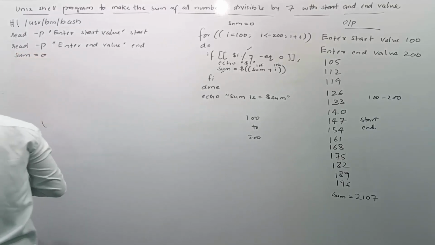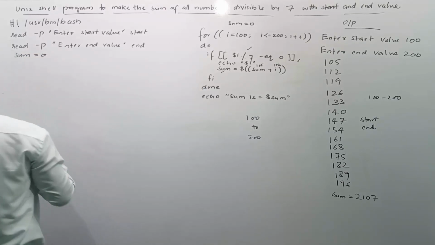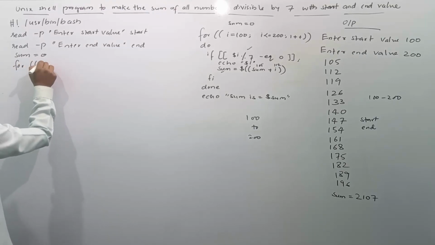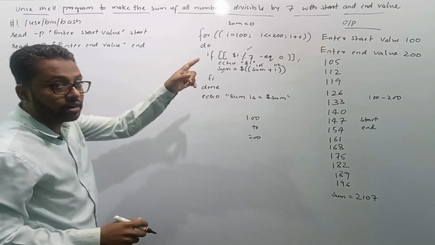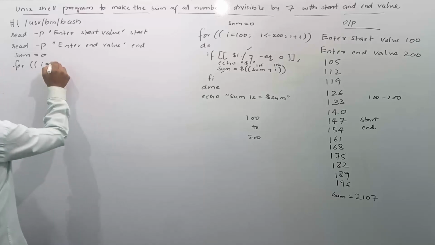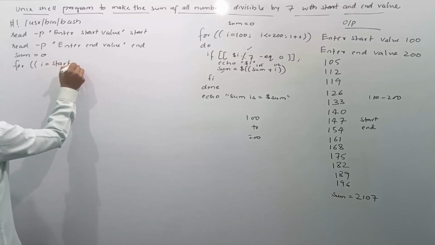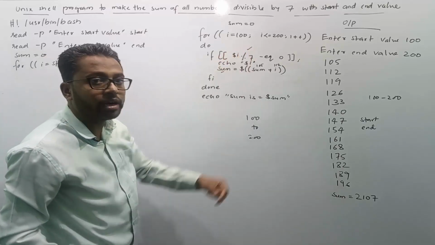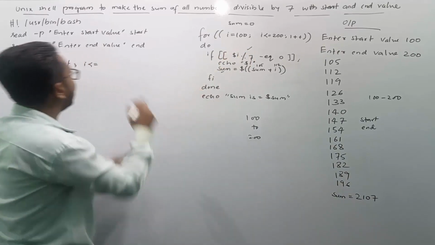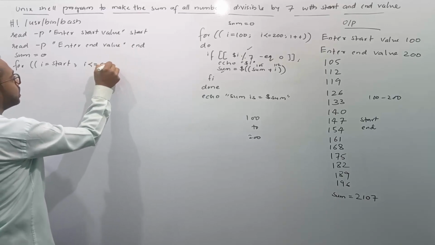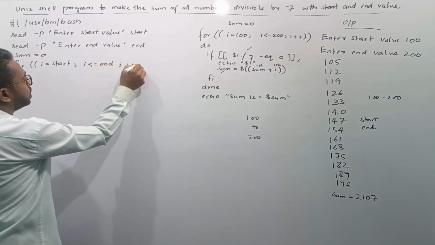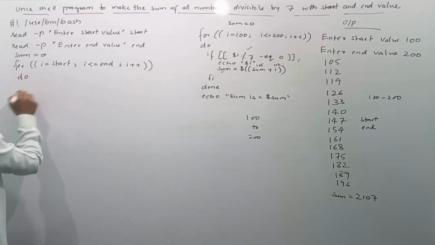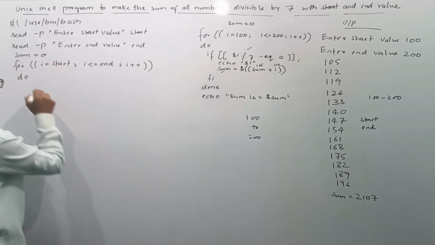Next I will initialize sum to 0. Next I will start the for loop: for ((i=100; i<=200; i++)). Here 100 we have stored inside start, so we will use $start. 200 is our end value, and we have stored that inside the end variable, so we will use $end. Then do, and we need to check this condition.